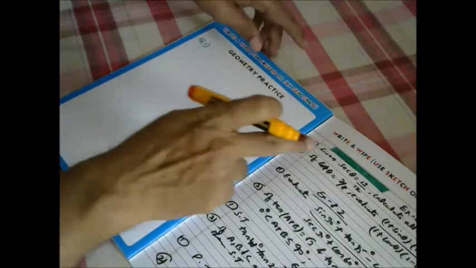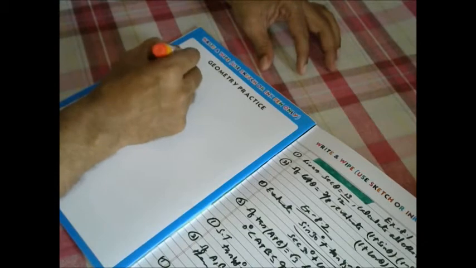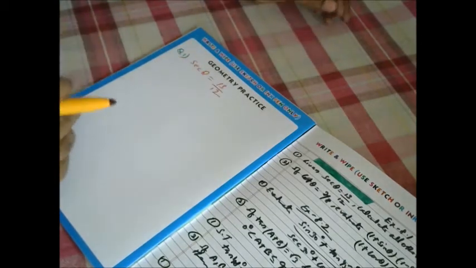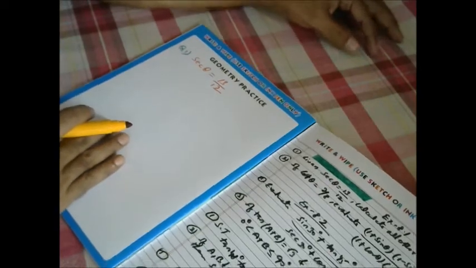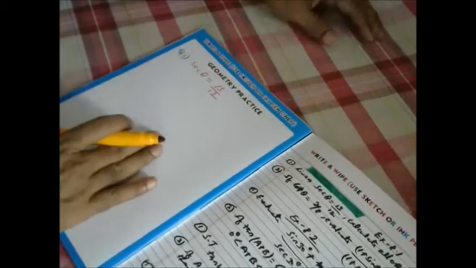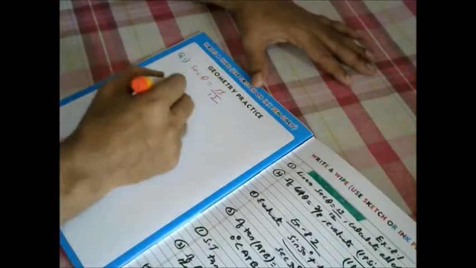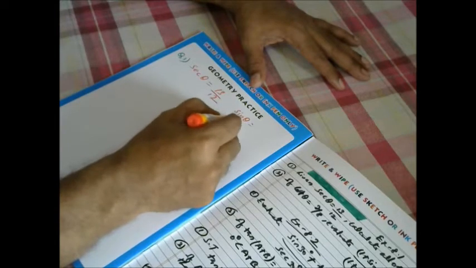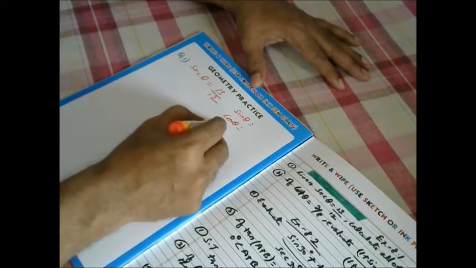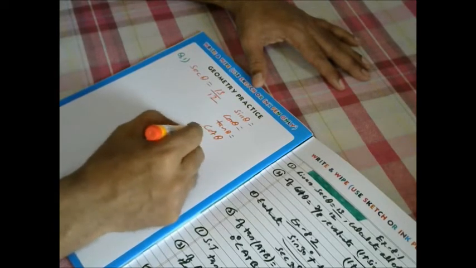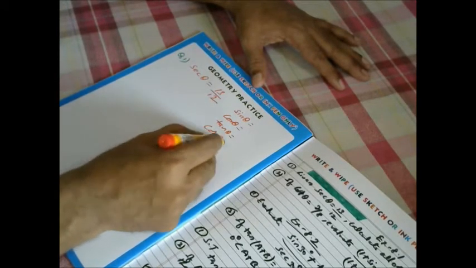So we are given secant theta is equal to 13 by 12, and we need to calculate all other trigonometric ratios. So all other trigonometric ratios we need to find. We need to find sin theta, cos theta, tan theta, cot theta, and cosecant theta.